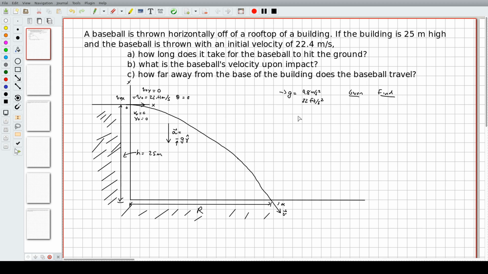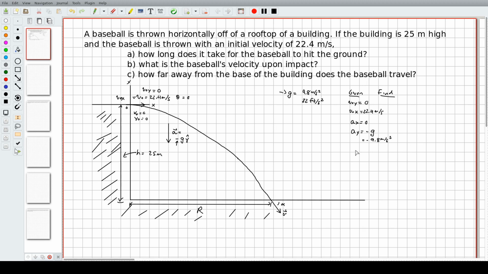We are given that our initial velocity in the y direction is 0. That's because it's being thrown horizontally. Horizontally means straight down the x-axis. We're also given our initial velocity, which is the same as our initial velocity in x, is 22.4 meters per second. We know our acceleration in x is going to be 0 because this is free fall. Our acceleration in y is going to be minus g, or minus 9.8 meters per second squared.